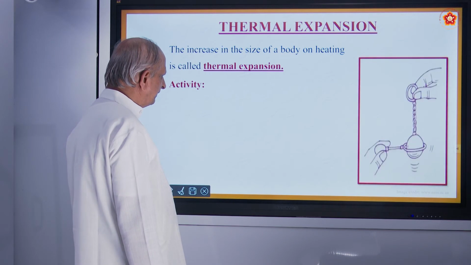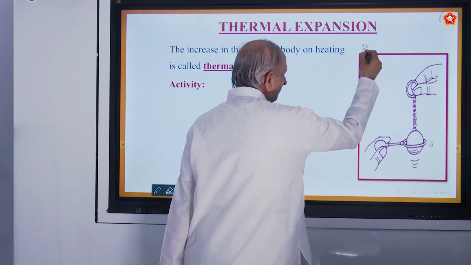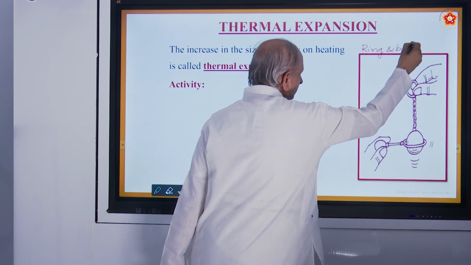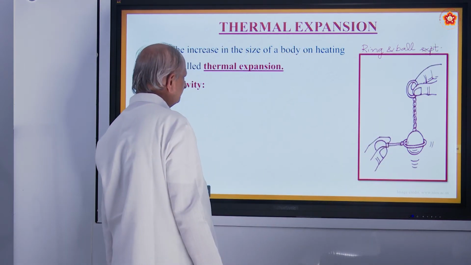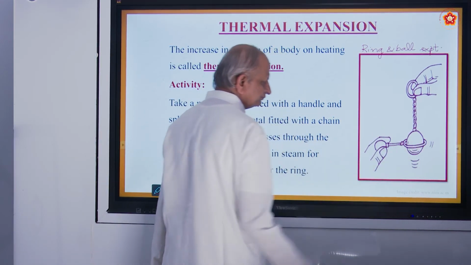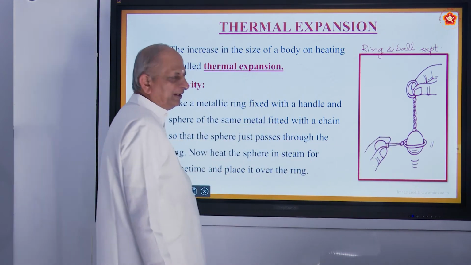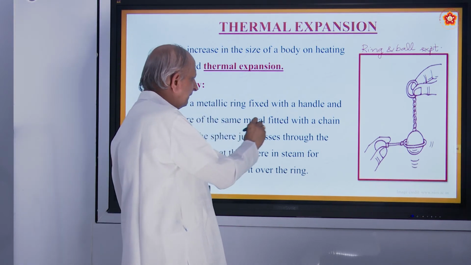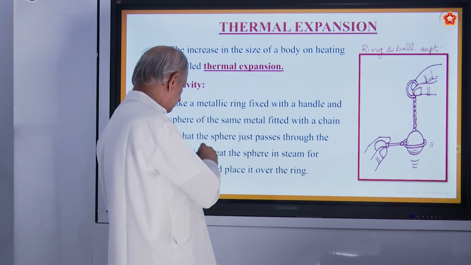So you can think of an experiment here. There is a very famous experiment called the ring and ball experiment. What do we mean by the ring and ball experiment? We have to take a metallic ring. This is a metallic ring with a handle. Usually there will be a wooden handle. It may be plastic also. And a sphere of the same metal fitted with a chain, so that the sphere just passes through the ring.